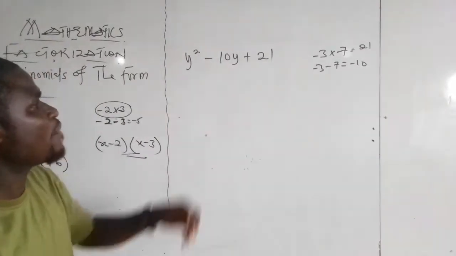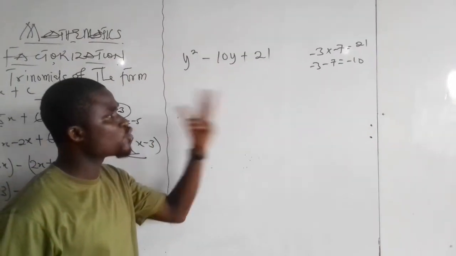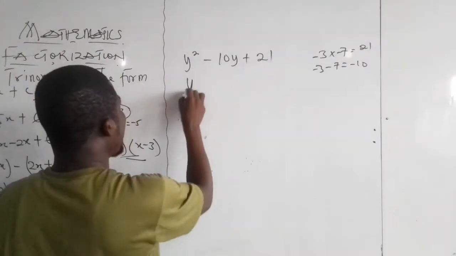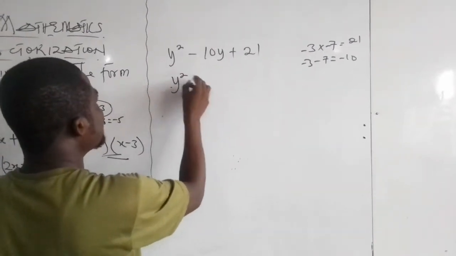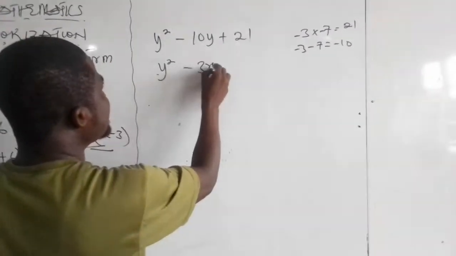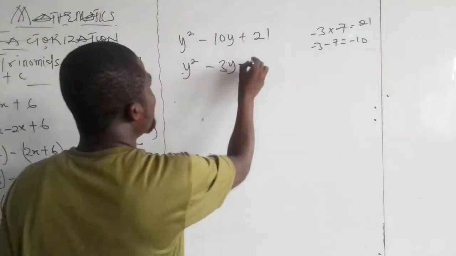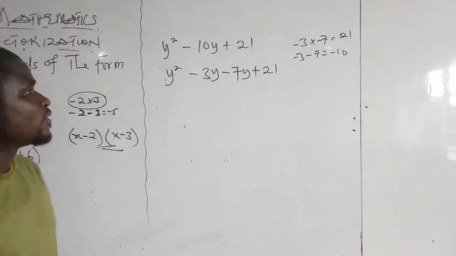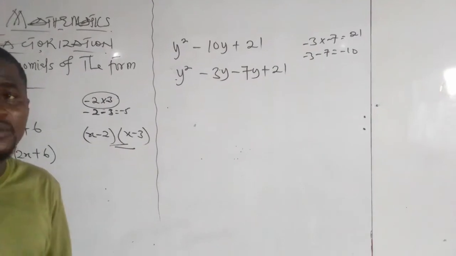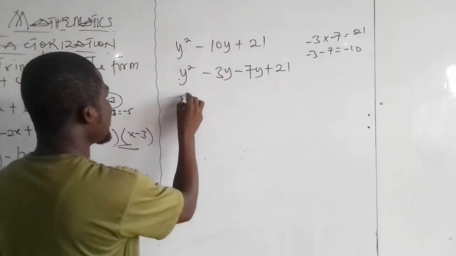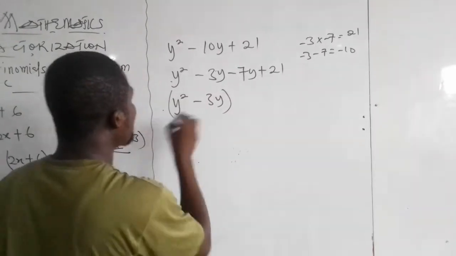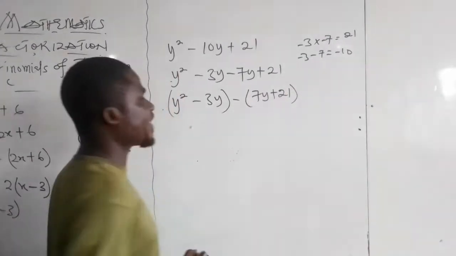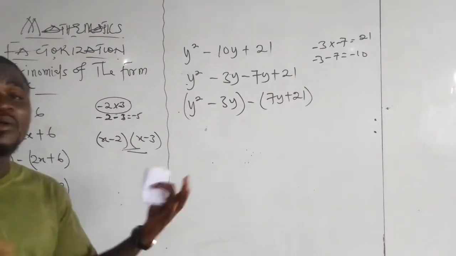Good. After getting the numbers, we are going to replace the negative 10y with the two numbers. So we are going to have y squared minus 3y minus 7y plus 21. Now, we are going to use the method of grouping. We are going to group them. So we are going to have y squared minus 3y, all in one bracket, minus 7y plus 21 in another bracket. So our next step is to factorize.